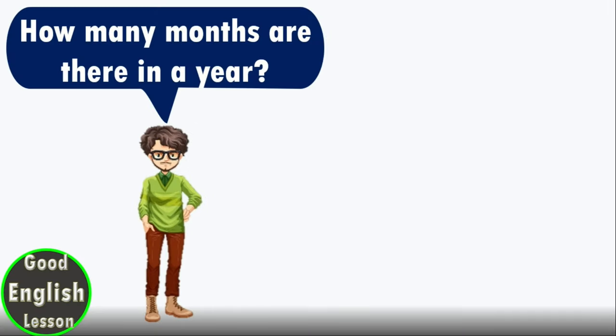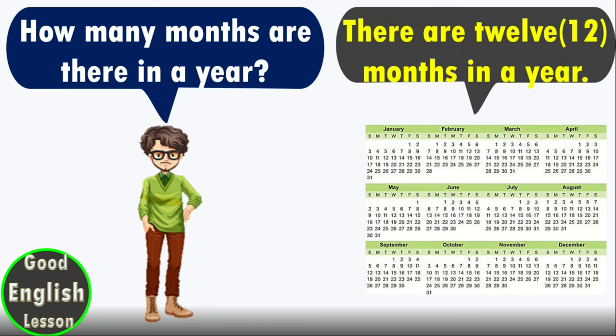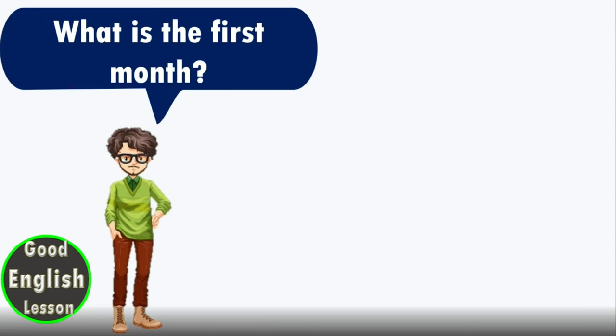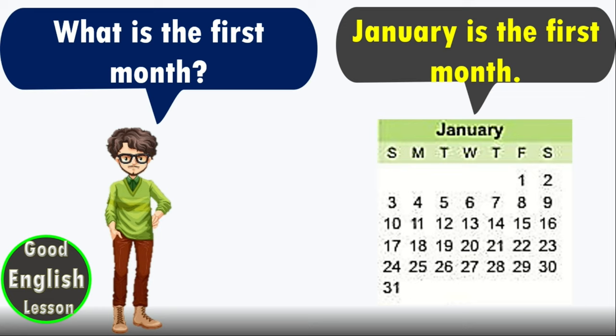How many months are there in a year? There are 12 months in a year. What is the first month? January is the first month, or the first month is January.